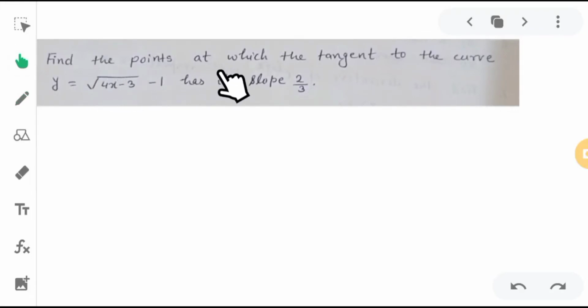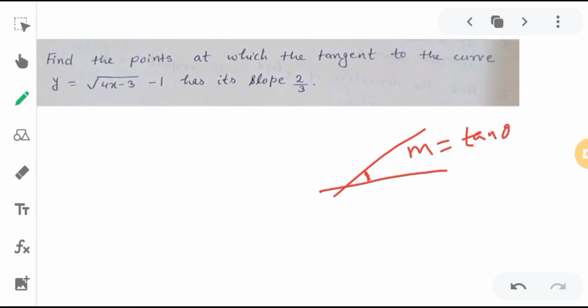Find the points at which the tangent to the curve y equals square root of 4x minus 3, minus 1, has its slope 2 upon 3. So slope means, like this is the slope, correct? And you have studied in your lower classes also, slope means nothing but this m. We represent it with m, that is nothing but tan theta.